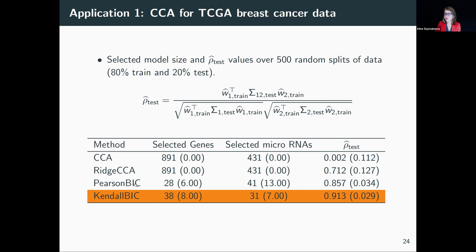In comparison, we use the exact same algorithm, the same tuning parameter selection, but with Pearson sample covariance rather than our rank-based estimator. We also consider standard CCA and ridge CCA, which do not have any sparsity, and those don't do as well. But you can see that in comparison to the Pearson sample covariance, there is an advantage of doing this rank-based copula approach, in that our out-of-sample correlation is much higher.